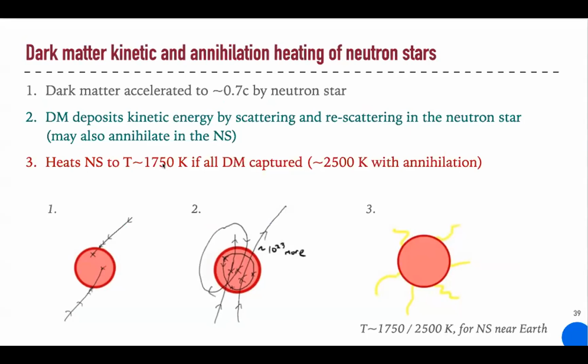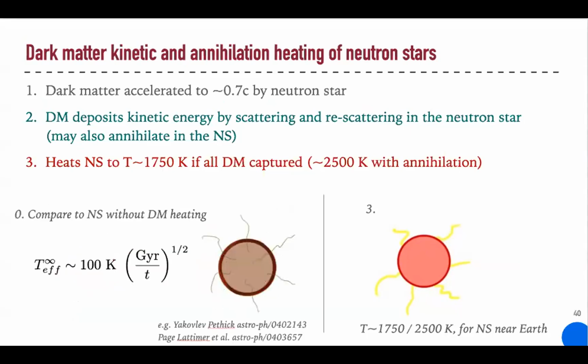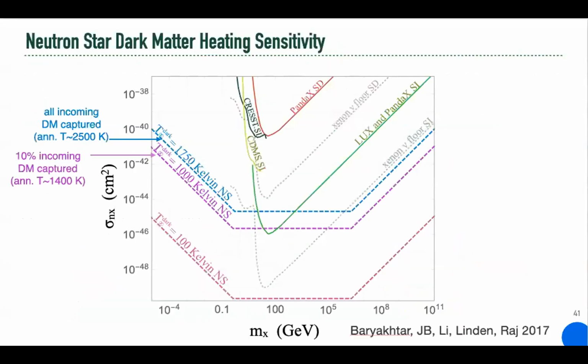And if all the dark matter is captured and annihilates, you'd actually heat the neutron star to 2500 Kelvin. You can compare this to what you expect for typical neutron stars around us to have after a billion years, which is around 100 Kelvin temperature. So this plot is showing you what sensitivity you would get if dark matter heated neutron stars.